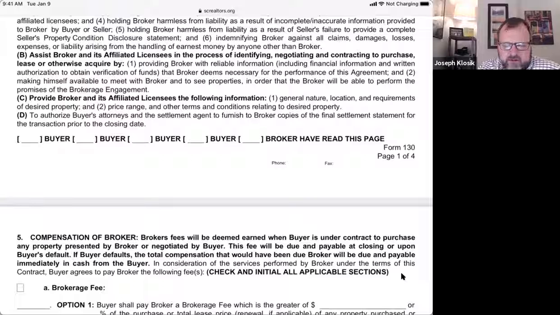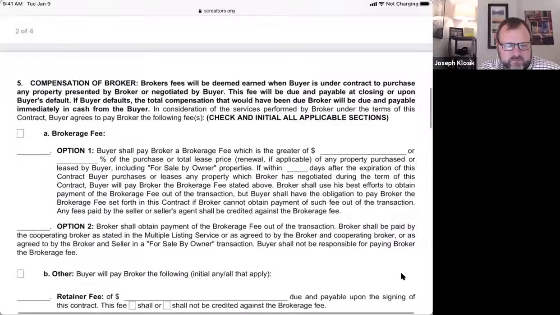Provide the broker and its licensees the general nature, location. This will be things that you go through in your buyer consultation. And then authorize the buyer's attorneys and the settlement agent to furnish the broker copies of the final settlement statement. Again, this is mostly permission to disclose information. Okay. So a bunch of legal stuff out of the way.